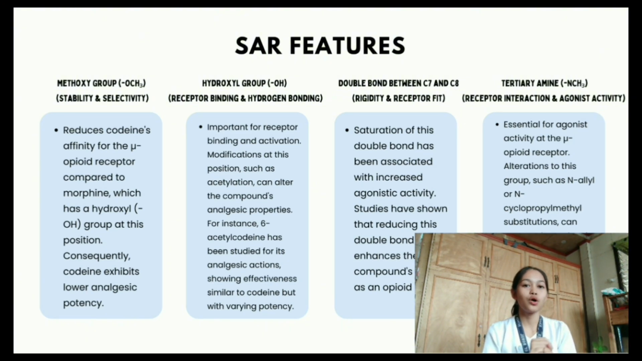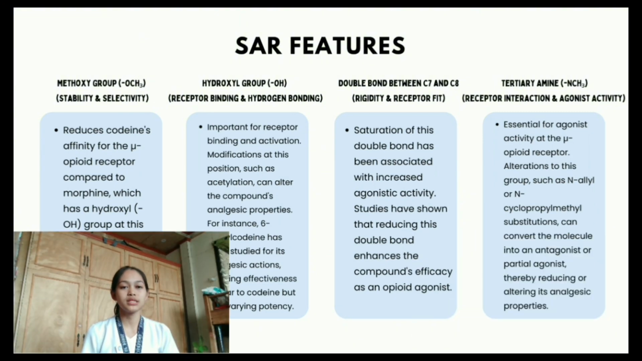Then the hydroxyl group, the OH, for receptor binding and hydrogen bonding. The hydroxyl, or OH, group is crucial for receptor binding and activation through hydrogen bonding with the opioid receptor. Chemical modification, such as acetylation, can alter the analgesic properties of the compound. For example, 6-acetylcodeine has been studied for its pain-relieving effects, showing potency similar to codeine but with different effectiveness.